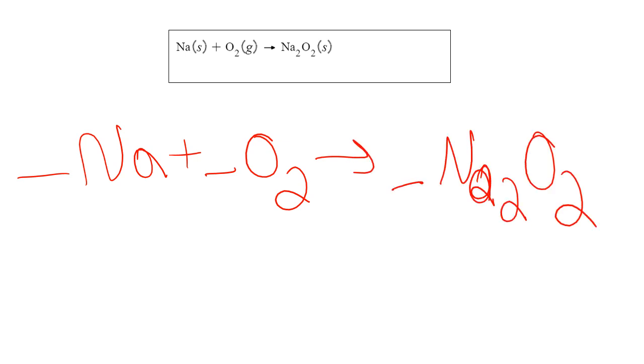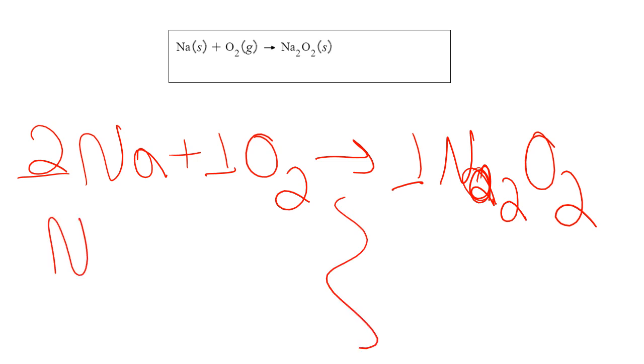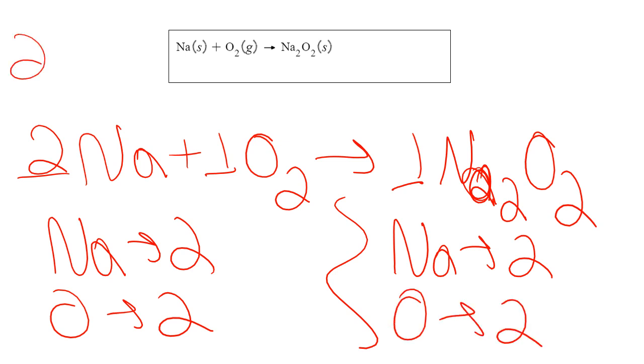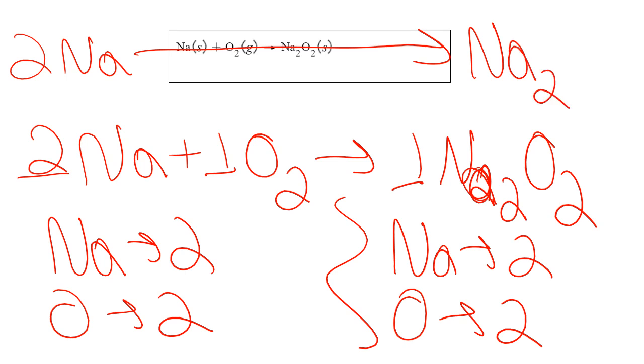Balance everything but hydrogens and oxygens first. So I want to balance the sodium first, put a 2 there. Then I want to balance hydrogens, or no hydrogens. Then I want to balance oxygens, and oxygens are balanced. Sodium's 2, oxygen's 2, sodium's 2, oxygen's 2. Keep in mind 2Na means the same thing as Na2. There's 2 for both of those.